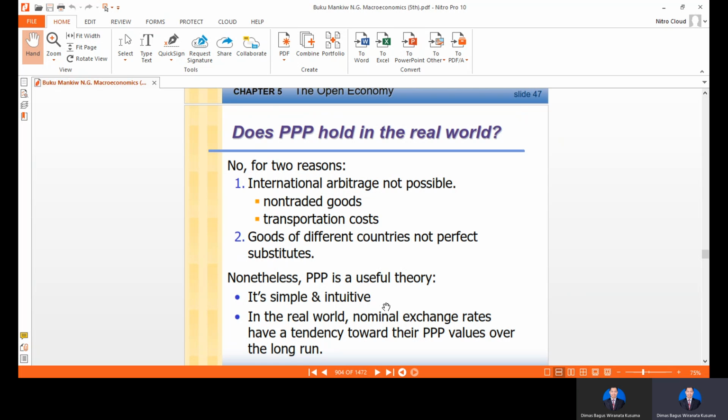It's simple and intuitive. In the real world, nominal exchange rates have a tendency toward the PPP values over the long run. So we can see to what extent PPP can influence the flows of the exchange rate, with regard to the difference between domestic and foreign inflation.